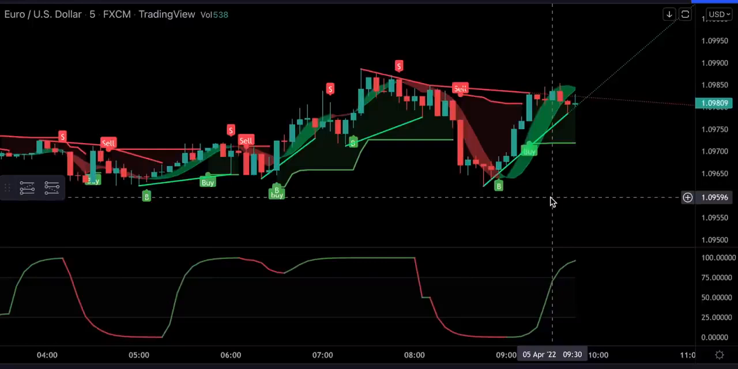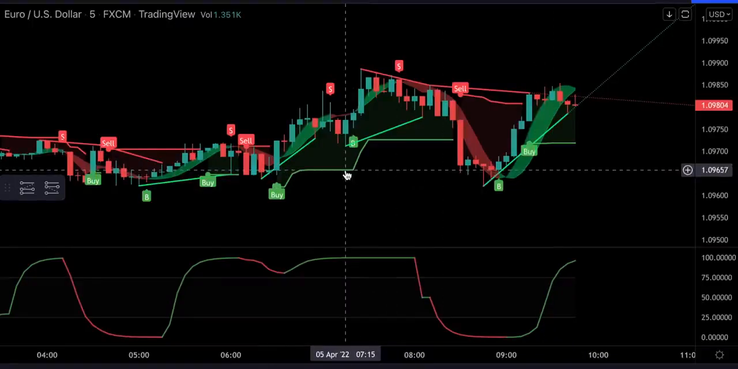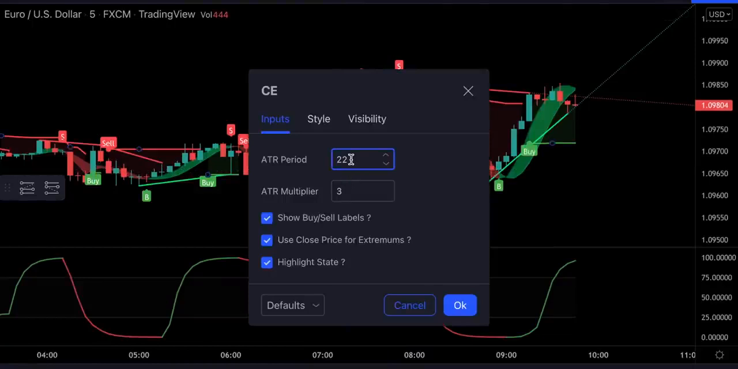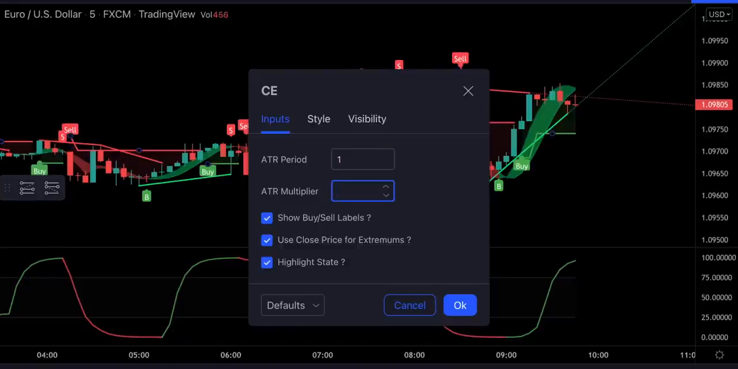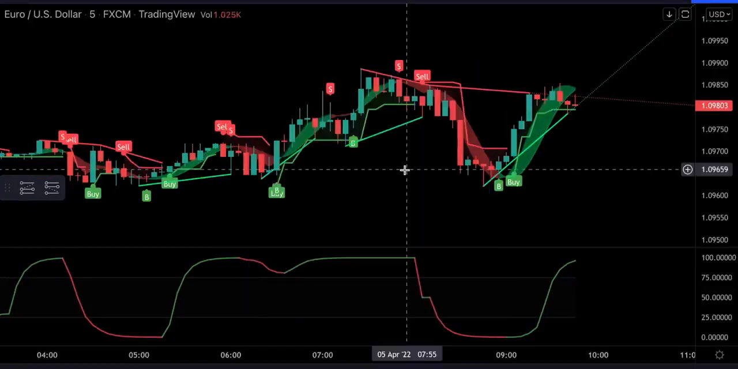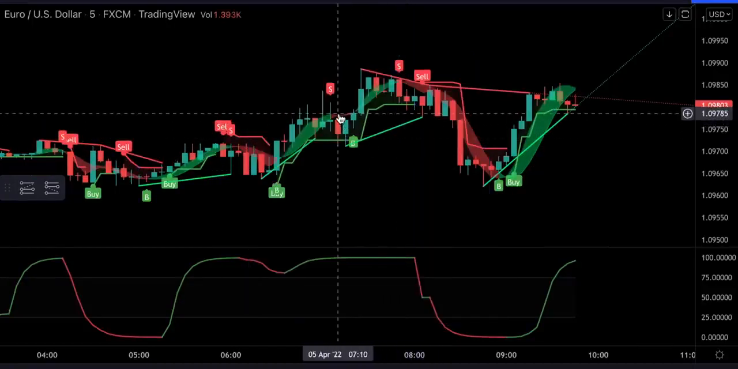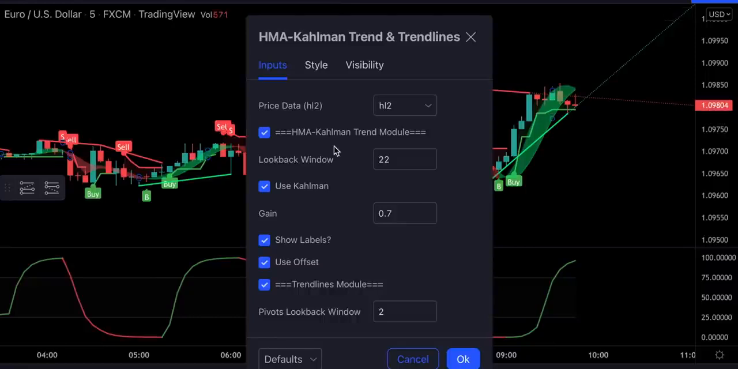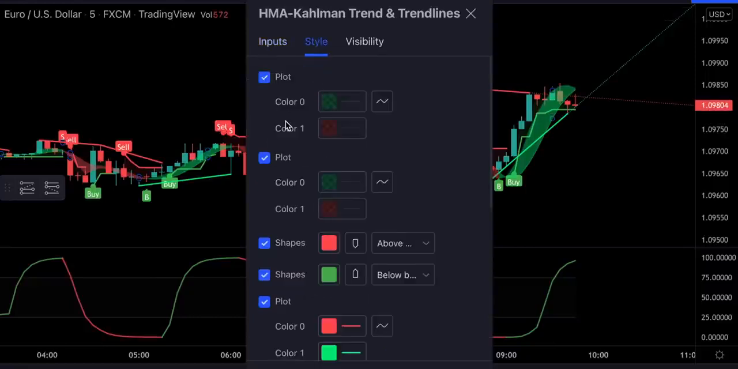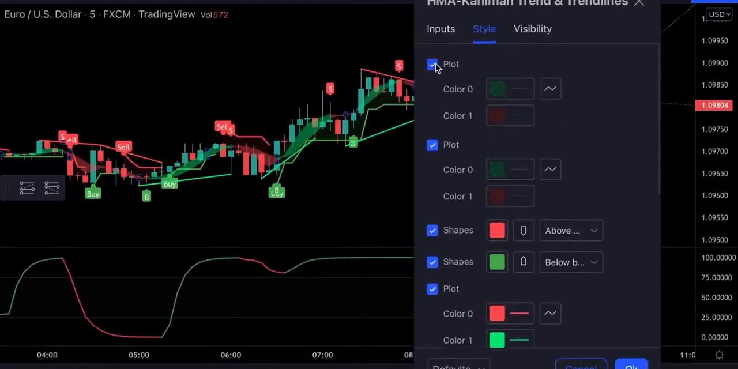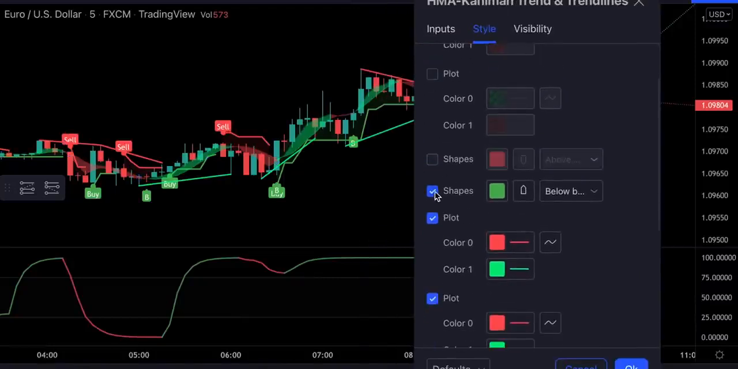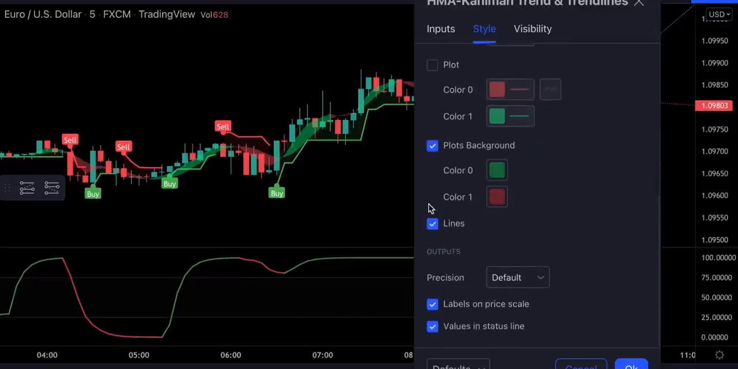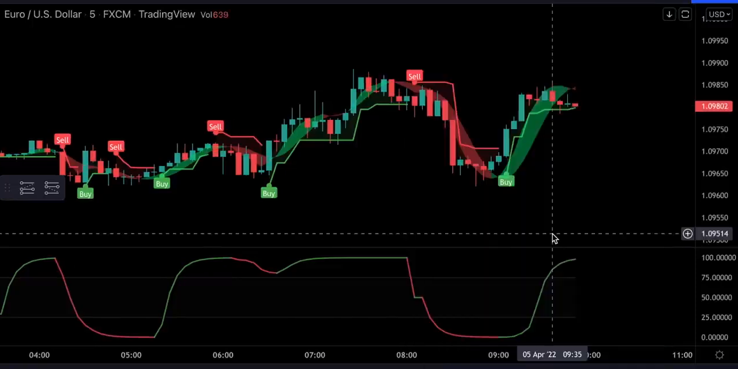Okay, so the chart looks extremely messy, but don't worry, we're going to adjust the settings on these indicators in a second. So first of all, let's double click on this Chandelier Exit indicator and adjust the settings. So let's change the ATR period from 22 to 1 and our ATR multiplier from 3 to 1.65. Also, we're going to untick this. Okay, now let's adjust our HMA indicator. So we're going to double click on this line, and here we're not going to change the inputs. We're just going to change the style slightly. So first of all, let's get rid of these. And let's get rid of these lines as well. Okay, we see our chart looks much cleaner.